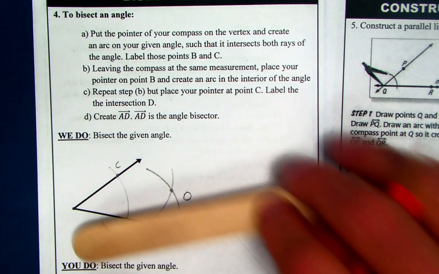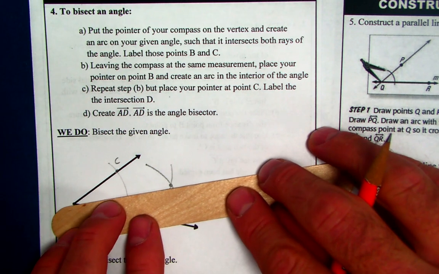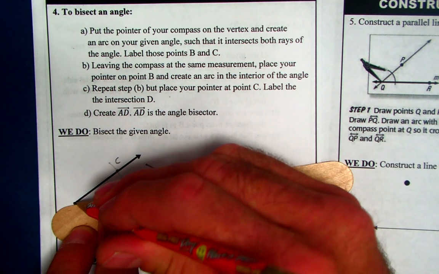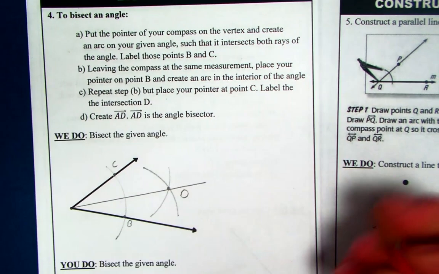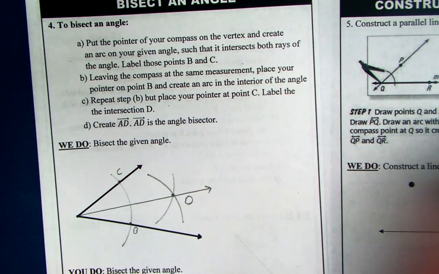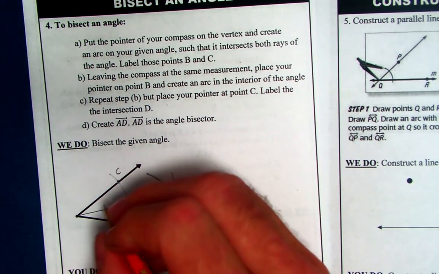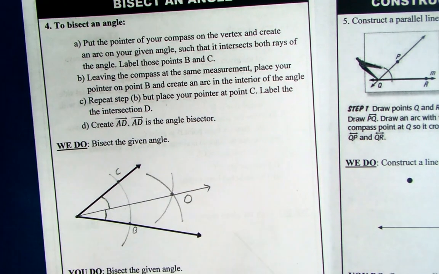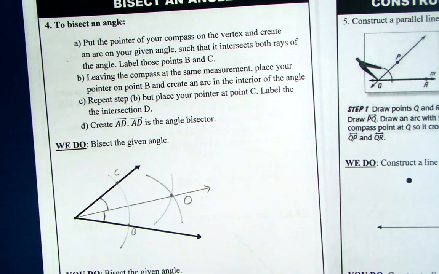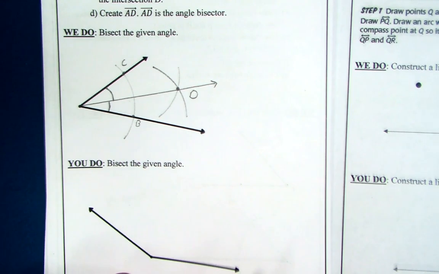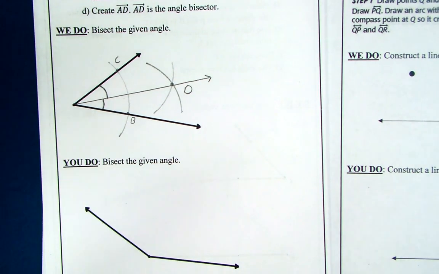Well, now we just need to draw this ray going from the vertex through D. And that ray is our angle bisector. So this ray splits the angle into two congruent parts, and we can label it now and say those two angles are congruent. All right, so go ahead and bisect this one. It's an obtuse angle, but the process is exactly the same.